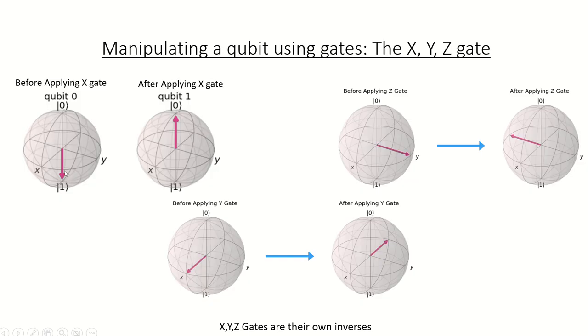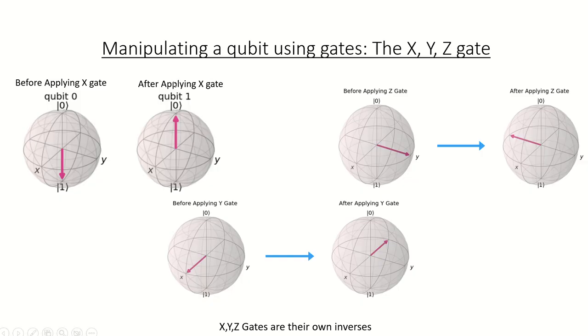So if we take any column vector and if we rotate it by 180 degrees along the x-axis, that means we are applying the x gate to that quantum state. So similarly, if we take a vector and rotate it by 180 degrees along the z axis, that means we are applying the z gate. And similarly, applying the y gate would imply taking a column vector and rotating it through 180 degrees along the y axis.